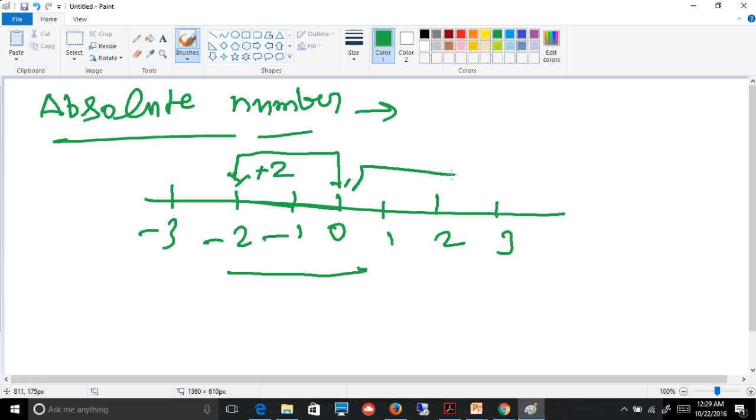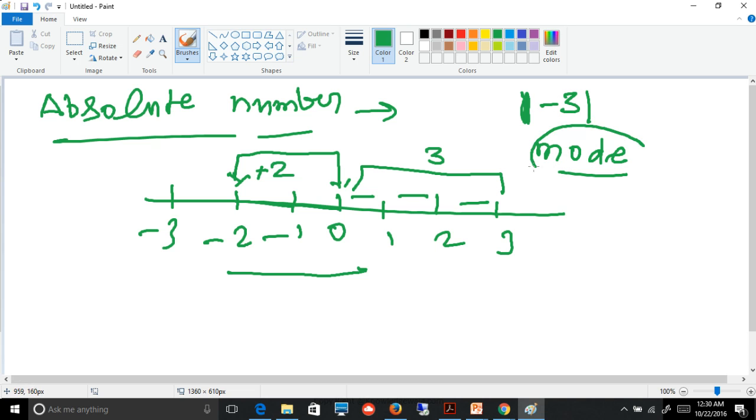Same thing here, between 0 and 3, you can say 1, 2, 3. So this is 3. How is it represented? It is represented using the mod operator. So you can say mod of minus 3. Absolute number, or you can call it mod. So mod of minus 3 is nothing but 3, always 3. So this is called absolute number. So negative is not going to impact here.